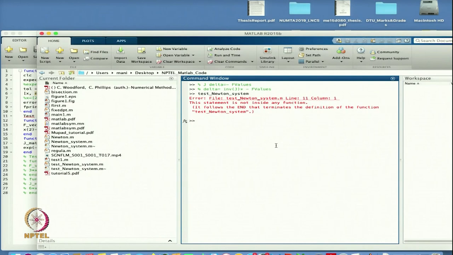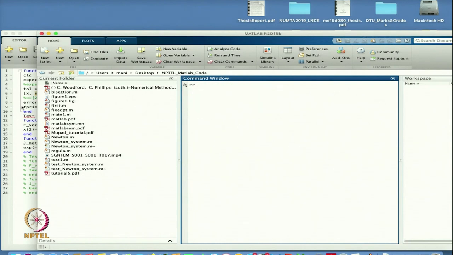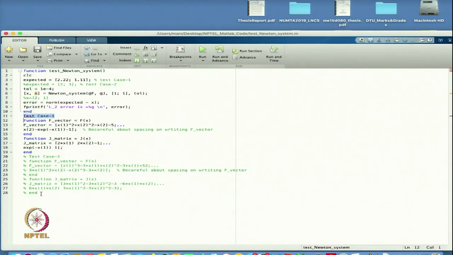So, there is some error. We have to write function and then function and. This is a test case, this one. So, we have to write like this.